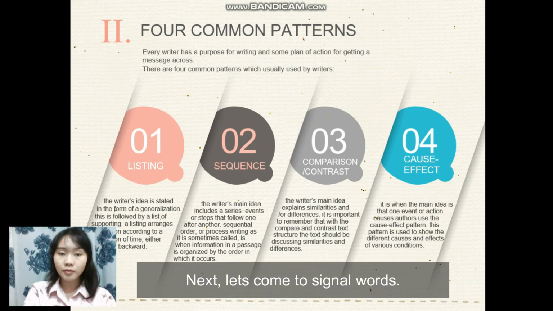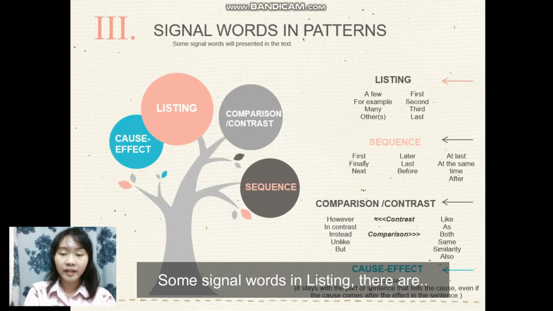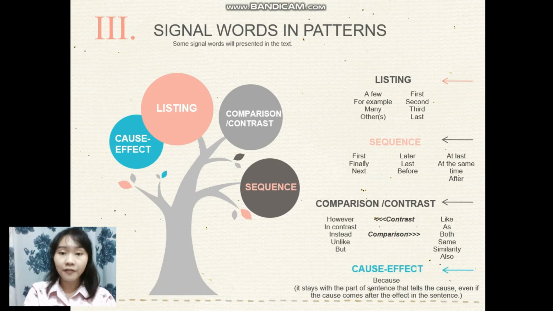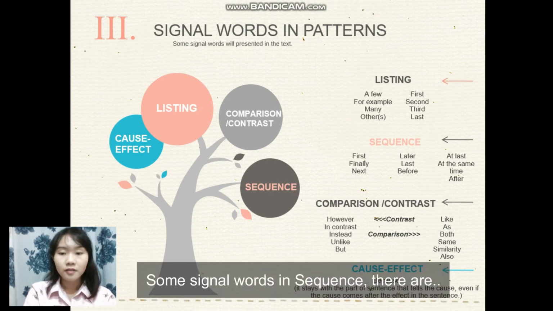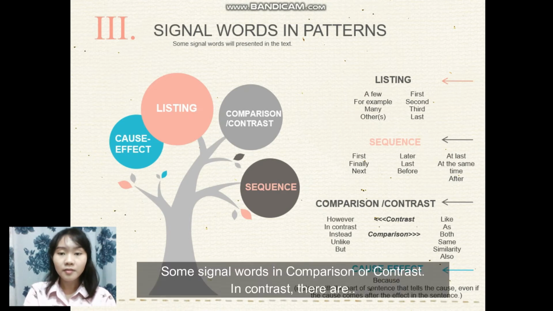Next, let's come to signal words. Some signal words in listing, there are a few, for example: many, others, first, second, third, and last. Some signal words in sequence are first, finally, next, later, last, before, at last, at the same time, and after.